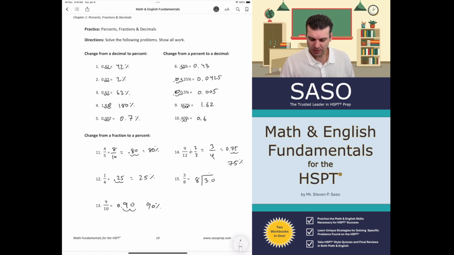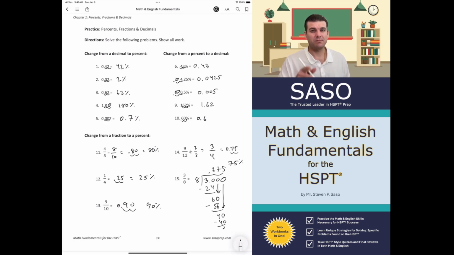So 8 goes into 30. Let's see, 8 times 3 is 24. So we'll start there. 30 minus 24 is 6. Bring down a 0. 8 goes into 60 7 times. 8 times 7 is 56. 60 minus 56 is 4. Let's bring down one more 0, and 8 goes into 40 evenly 5 times. 8 times 5 is 40, and we are done here.